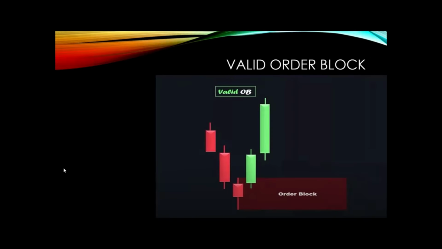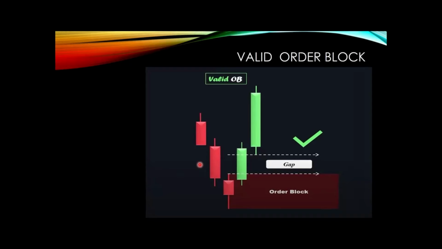Let's move to the next slide here. As you can see, this is the formation of an order block, and it is valid. Why is it valid? Because it has moved to the upside, leaving a gap. There is a gap between candle number 1 and candle number 3. So there's a gap in between. As you can see, this is a bullish order block. That is also a valid order block. Okay, so let's move to this next slide here.